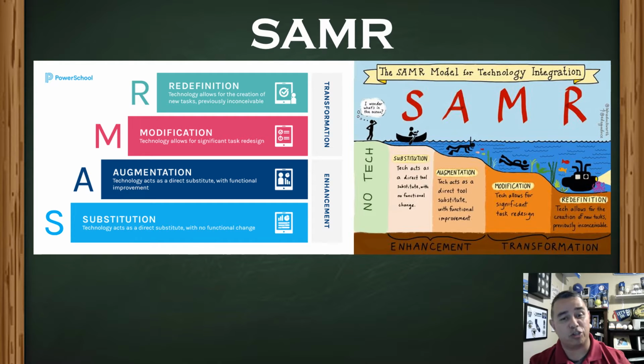Augmentation means that you're doing a little bit more with it than you would have with the paper and pencil. Modification means that we're really changing things up, and of course redefinition means that we're going to the next level where they can really get some deep learning. Our goal is to get as close to modification and redefinition as we can. Redefinition is a tougher one, but it can be done. It just takes a lot of work to get there.